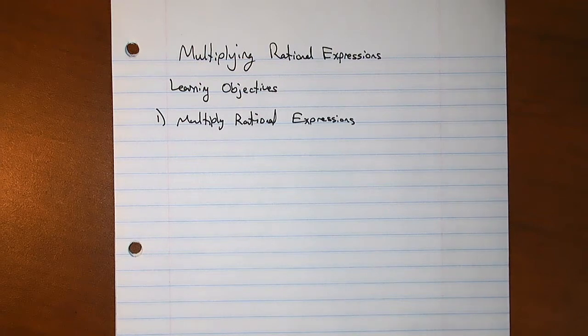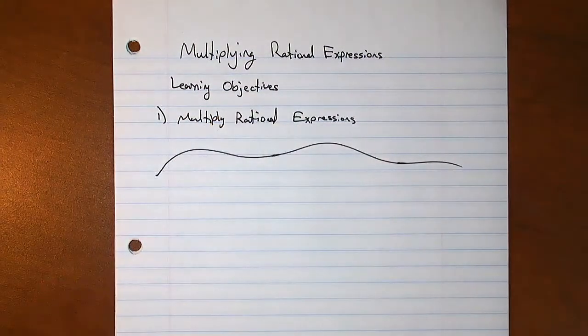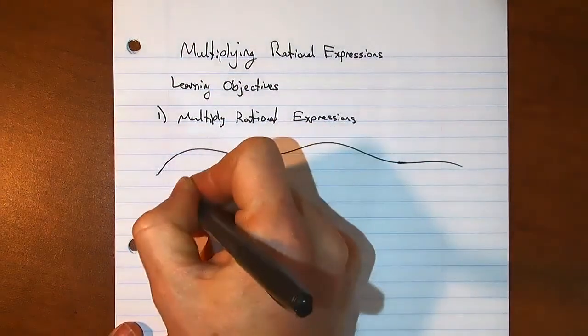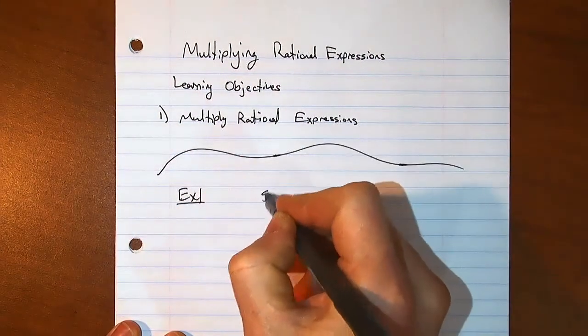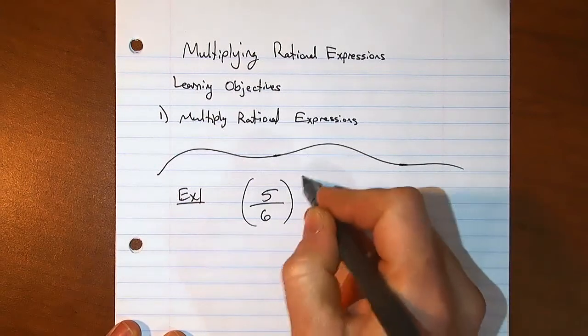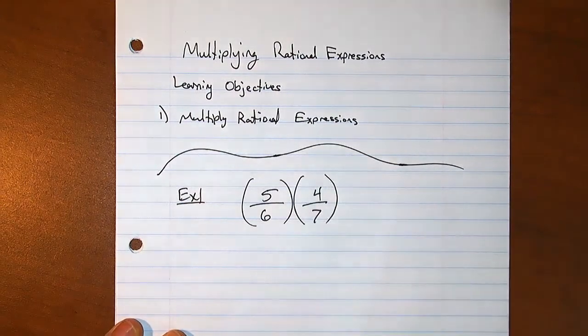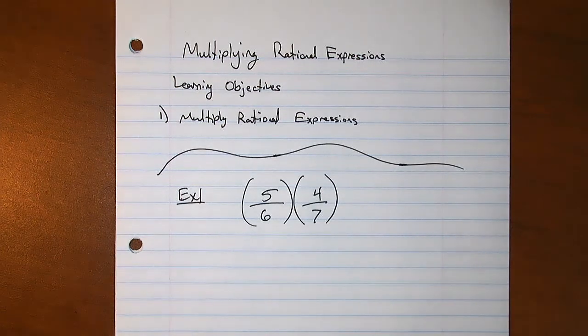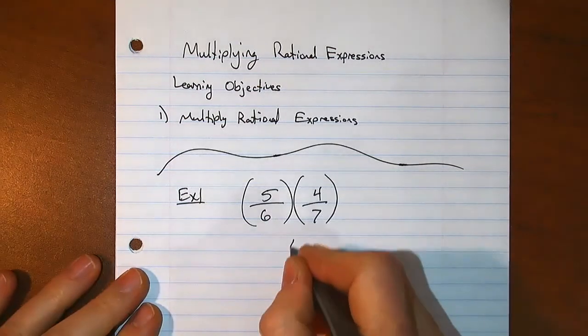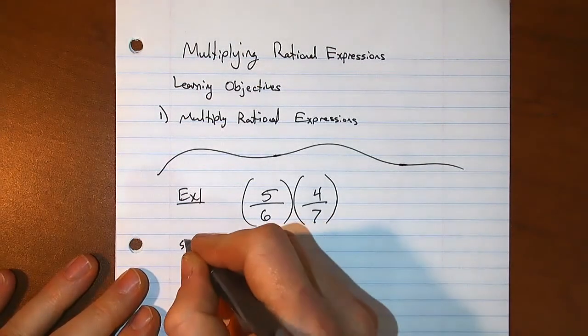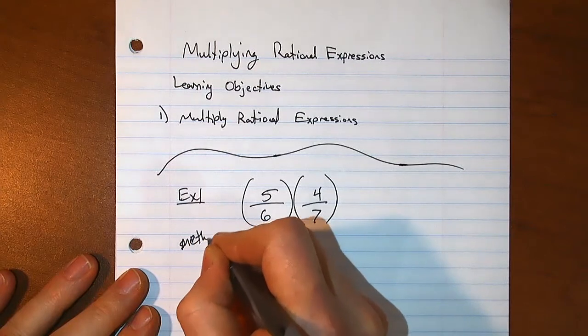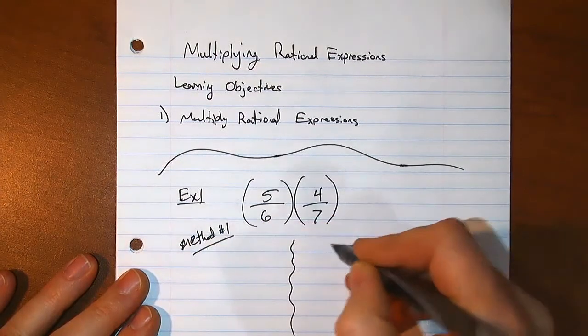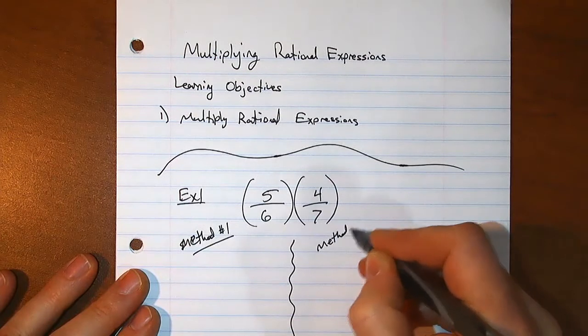All right, so just like we're doing in all of these videos, let's start by revisiting a problem that you would have done back in elementary school. So in elementary school, you would have talked about how to multiply 5 over 6 times 4 over 7. Okay. In fact, you probably learned two different ways to do this. And so I'm going to consider two different ways to do this because I'm not sure which one you would choose to do. So method number one, method number two.